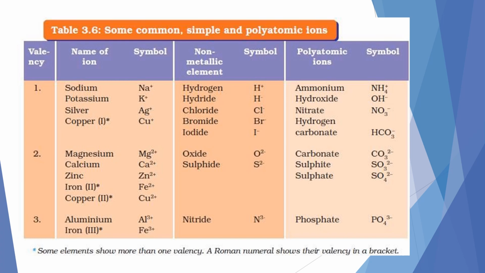So here some elements show more than 1 valency. A Roman numeral in a bracket shows their valency. So here you can see copper. Sometimes copper shows monovalent or 1 valency, and sometimes it shows 2, divalency. Don't go more about it, because everything you will study later. So sodium, potassium, silver, copper all have valency 1: Na plus, K plus, Ag plus, Cu plus.